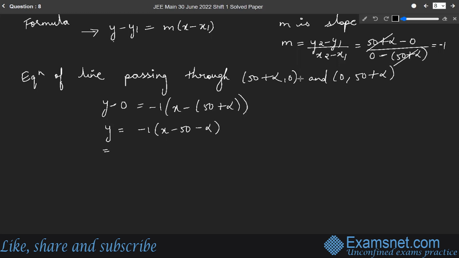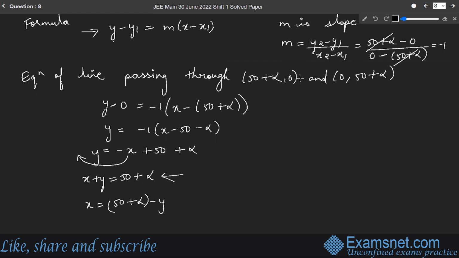Right? Again, y will be equal to minus x. Minus 1 into minus 50 is plus 50. Minus 1 into minus alpha is plus alpha. Or this can be written as x plus y is equal to 50 plus alpha, because when this x goes to the left hand side, its sign will be changed. So we have an equation which is x plus y is equal to 50 plus alpha. If we want the value of x, then x will be equal to 50 plus alpha minus y, right? So this is the value of x from this given equation.